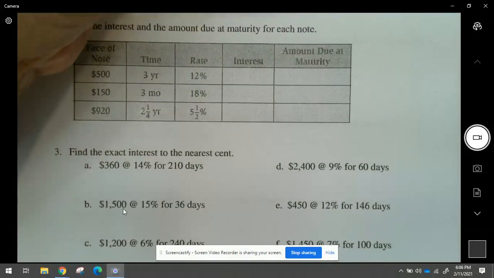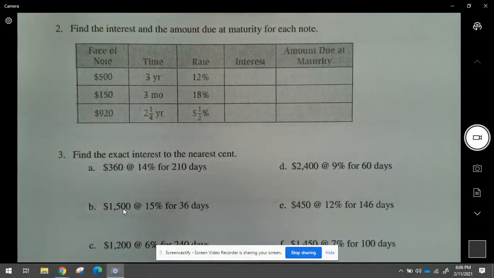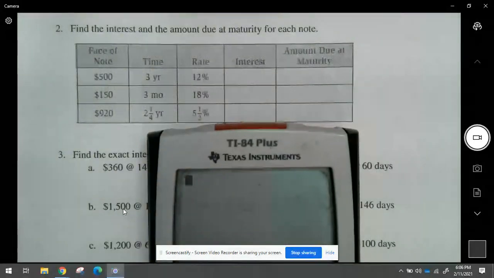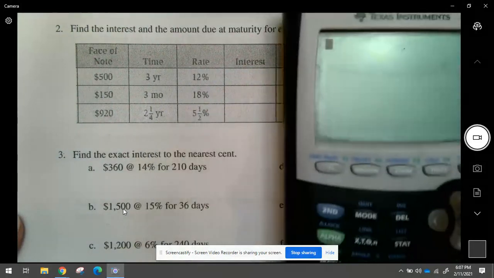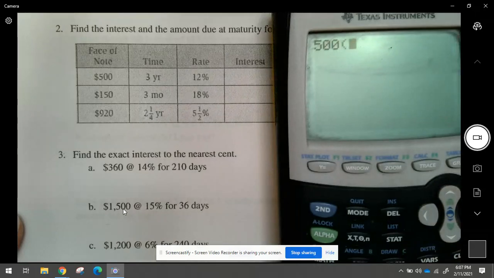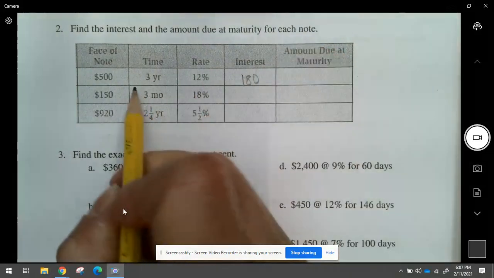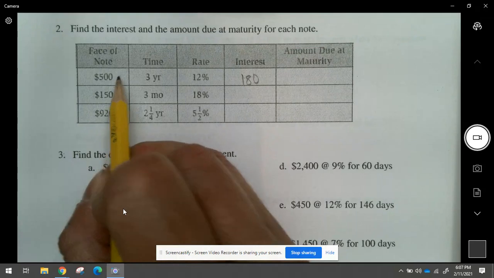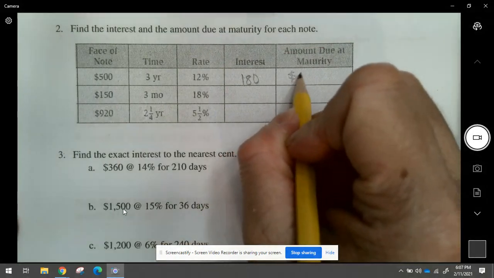Now we're going to find the interest and then calculate the maturity value for each. And remember, maturity value is the amount due at the end of the loan period. Okay, so the first one, we have $500, 3 years, 12%. So 500 times 0.12 times 3. Write the interest down in the box, 180. And then this box, this is your principal, this is your interest, and we just add those two values. So it's going to be 680.